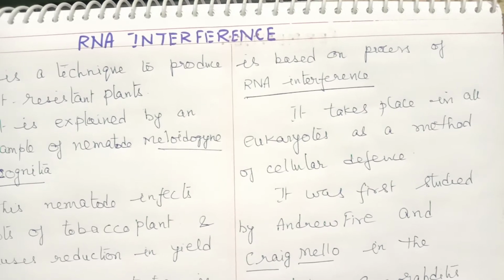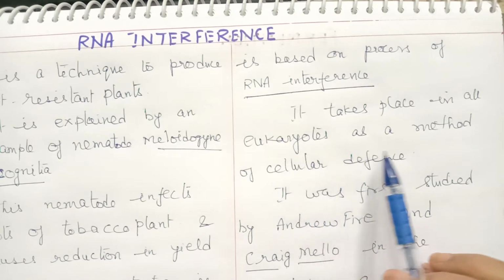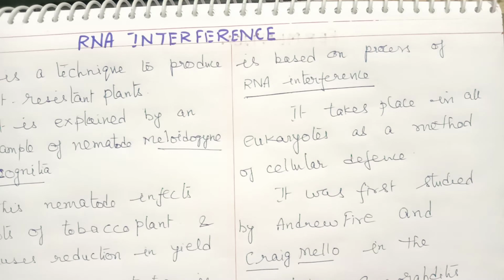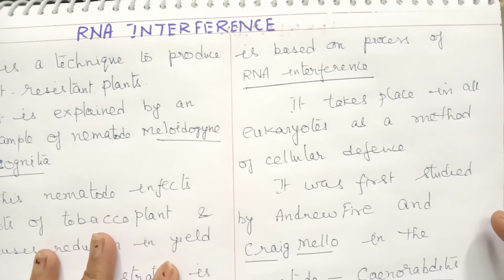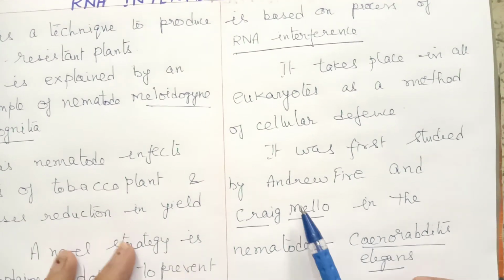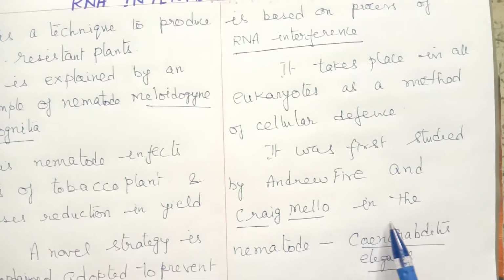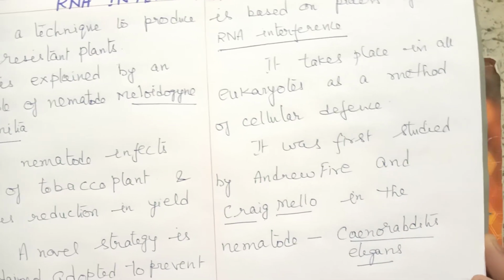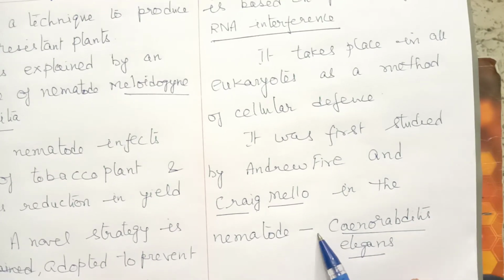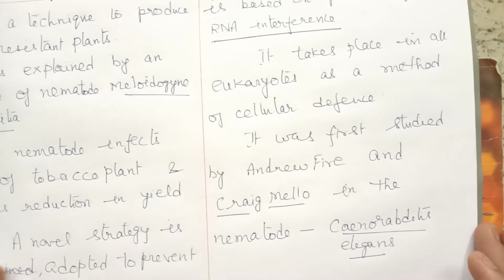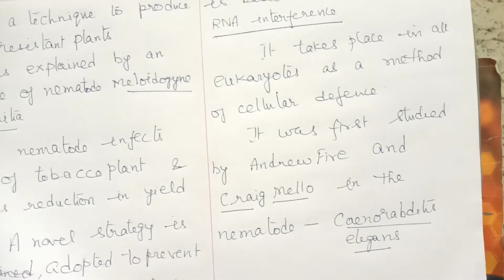This technique takes place in all eukaryotes as a method of cellular defense. The RNA interference technique we find in all eukaryotes, so that it protects the body. It acts as a cellular defense mechanism. And this was first studied by two scientists, Andrew Fire and Craig Mello, in a nematode called Caenorhabditis elegans. It was first studied in this particular nematode.